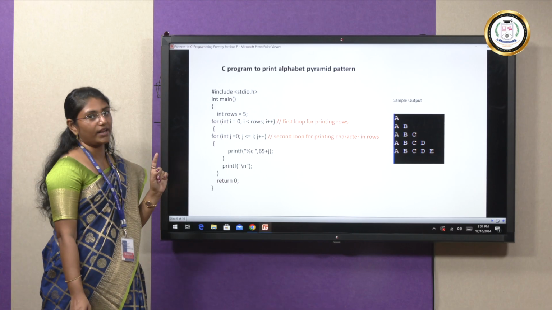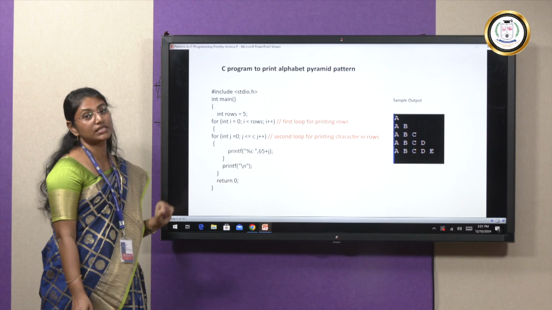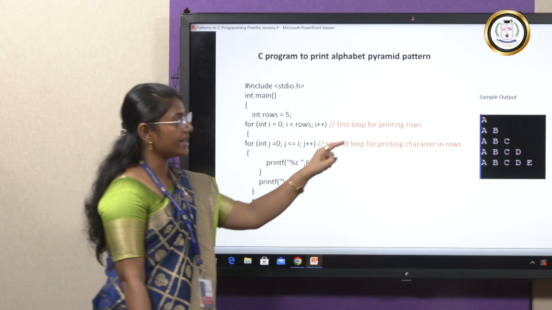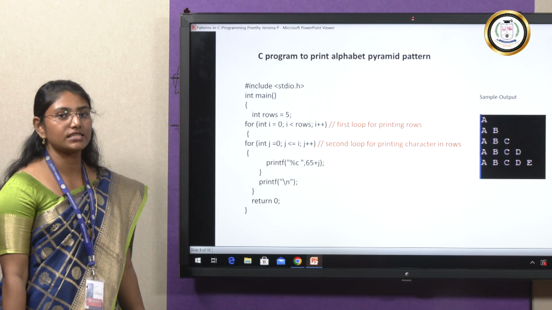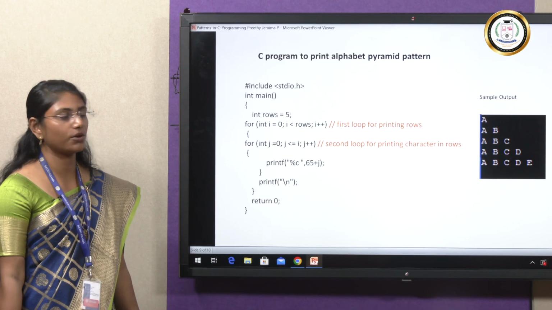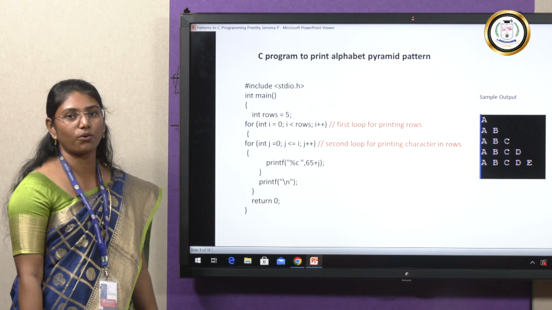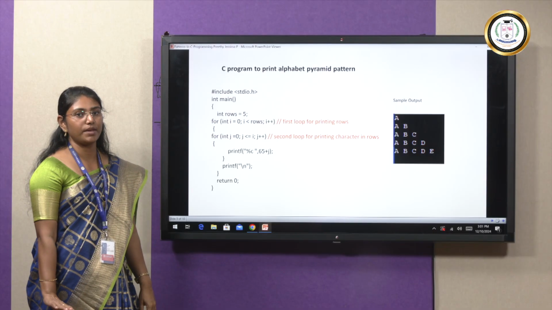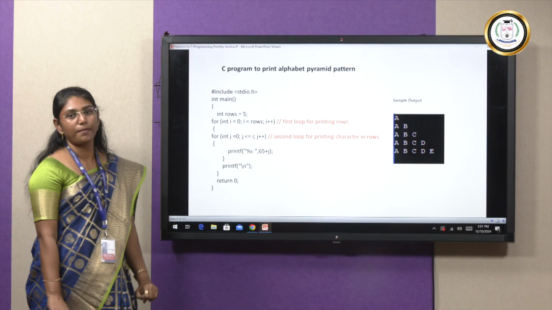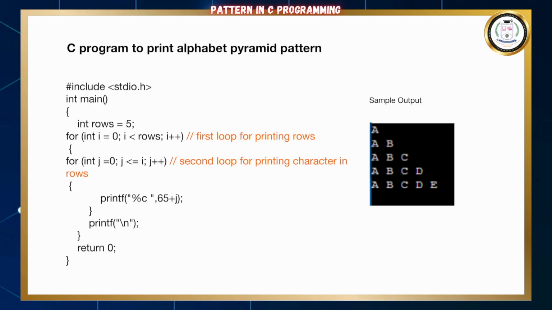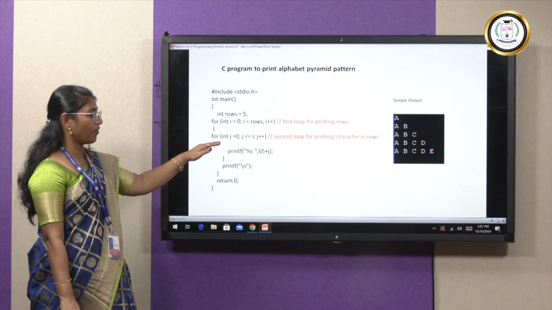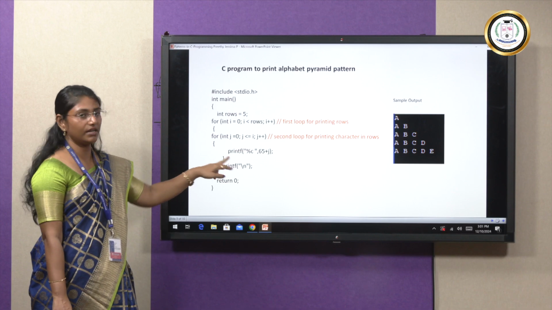So the first time when this loop executes, J will be 0. The first time I need only A to be printed. A's equivalent is 65, so 65 plus 0, J replaced with 0. So who will be printed? A will be printed. Next time J++ will happen. J is 1, so is 1 less than or equal to I? I is nothing but 0. 1 is less than or equal to 0 means the condition is false. It will come outside, printf a new line.